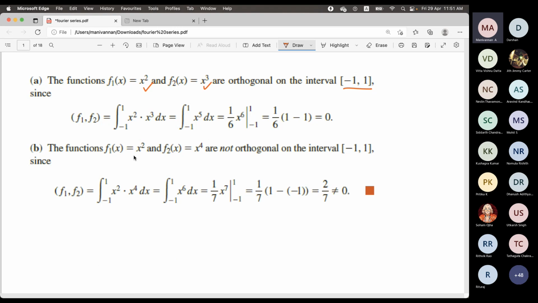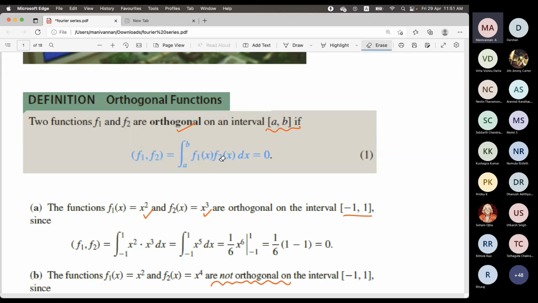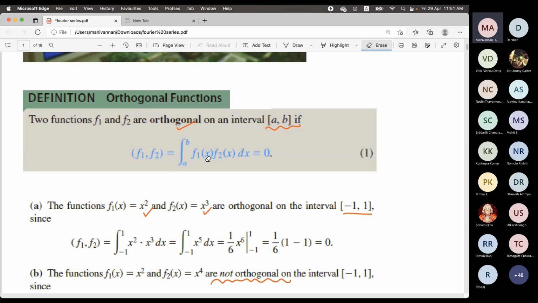Like that, here it is x square and x to the power 4. Even though they are even functions, here we check, it is a non-zero case, so we say it is non-orthogonal. An even function, definitely from -a to a, will not provide the 0 value. Orthogonal means the integration over some particular interval of the product of two functions gives us the 0 value; then these two functions are called orthogonal.